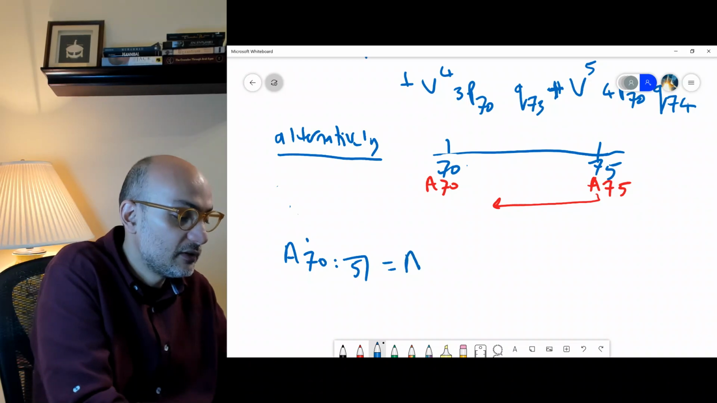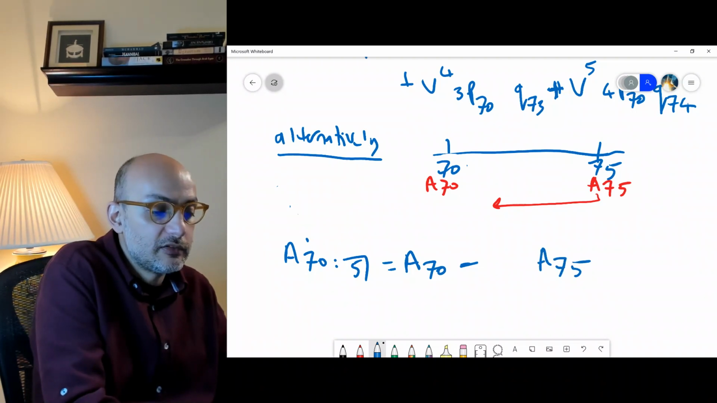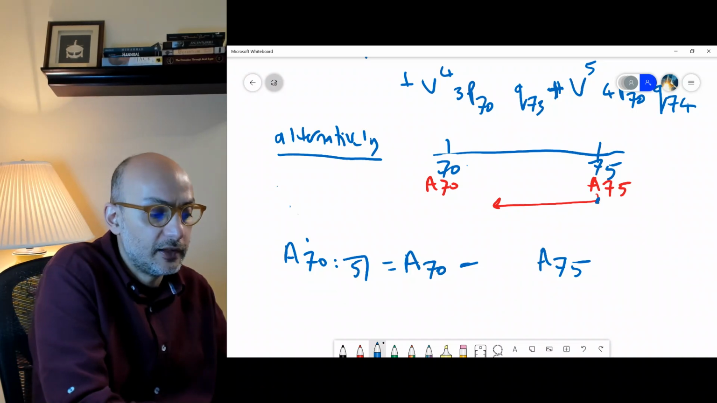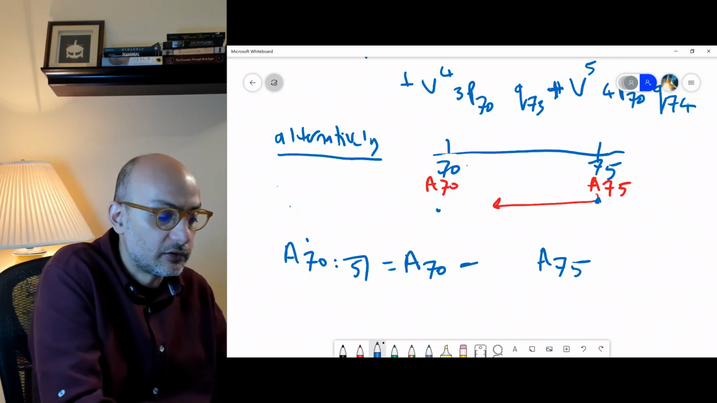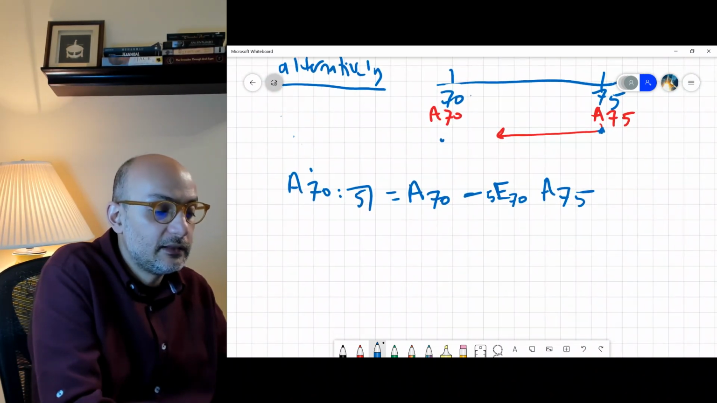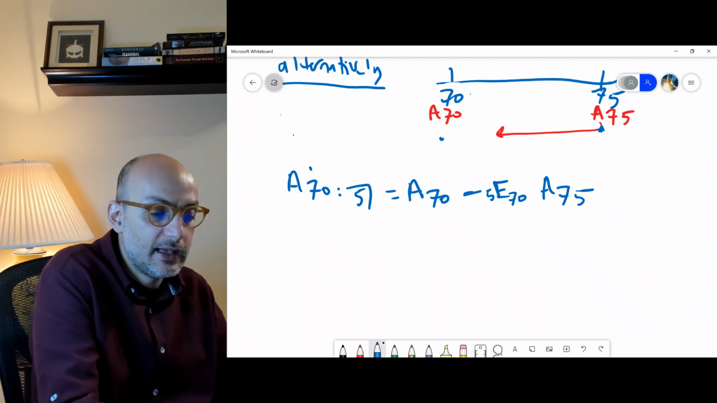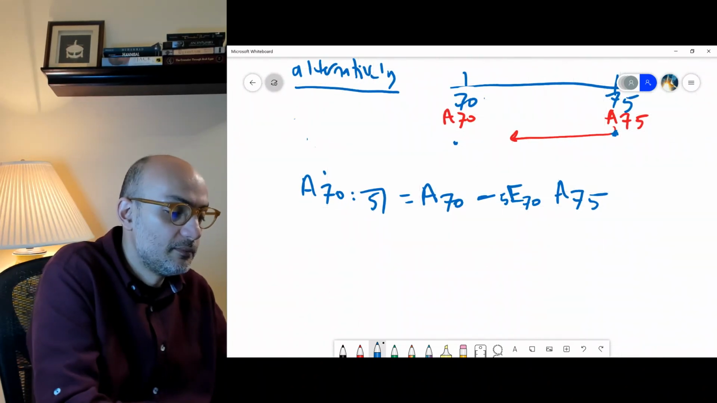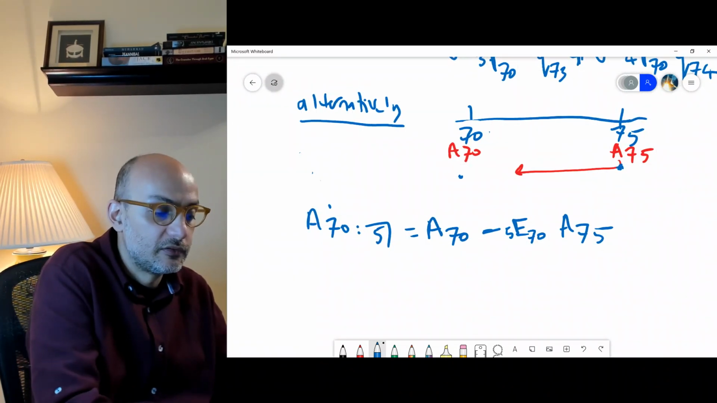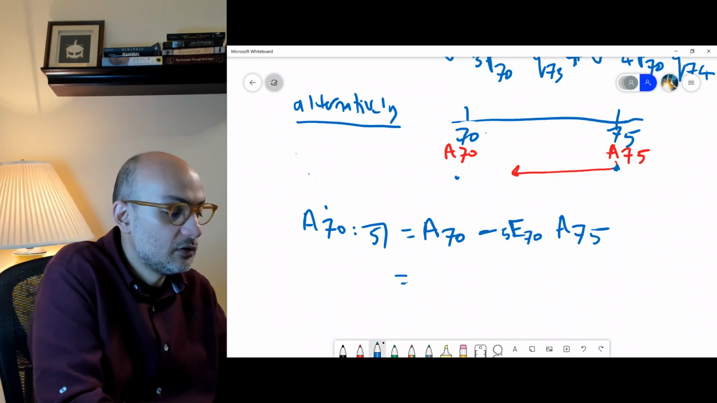Simply you take A70, you subtract from it A75. However, because A75 is not at this point, we need to bring it back. How do we bring it back? It's the actuarial discounting factor. So we discount it back for 5 years. Right? And 5E70, you can calculate it separately, but if you go back to look at the table, you will find it, because this is a very important term. So now let's go look at the table.